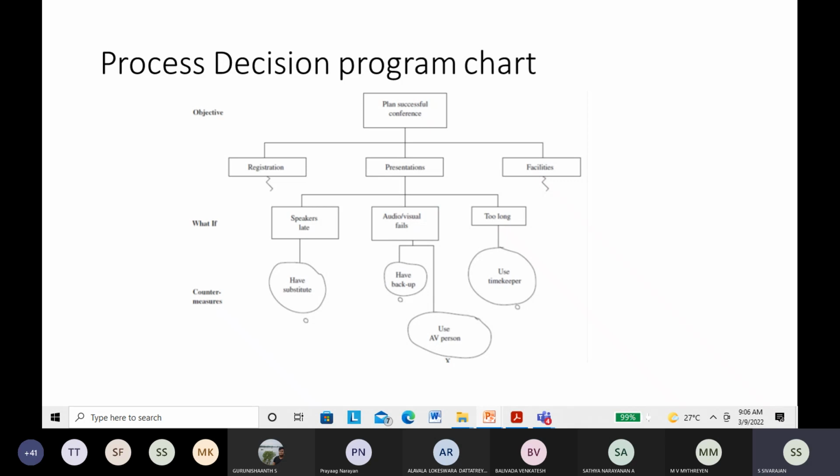If the audio visual fails, you have one more, which is very, very important. Many times, even during the conference, I was taking care of this. There are so many issues with the audio visual system, because we are conducting many parallel sessions. If the audio and visual tools fail, there should be a backup. If the presentation is too long, a timekeeper is needed, because there are some people who will keep on talking.